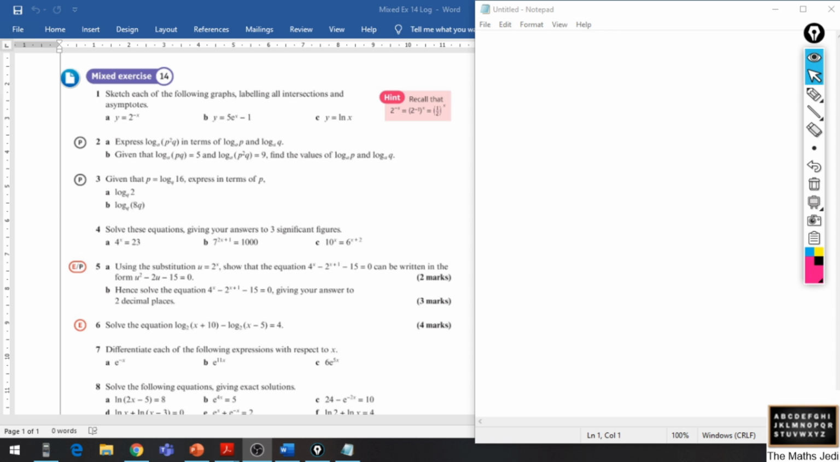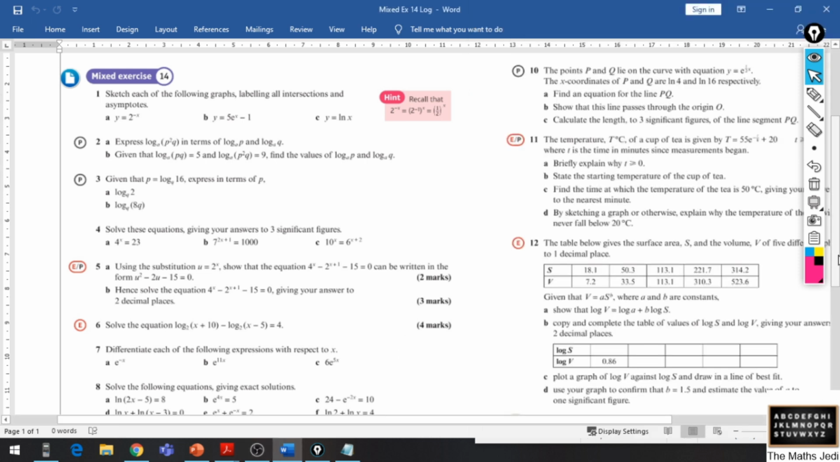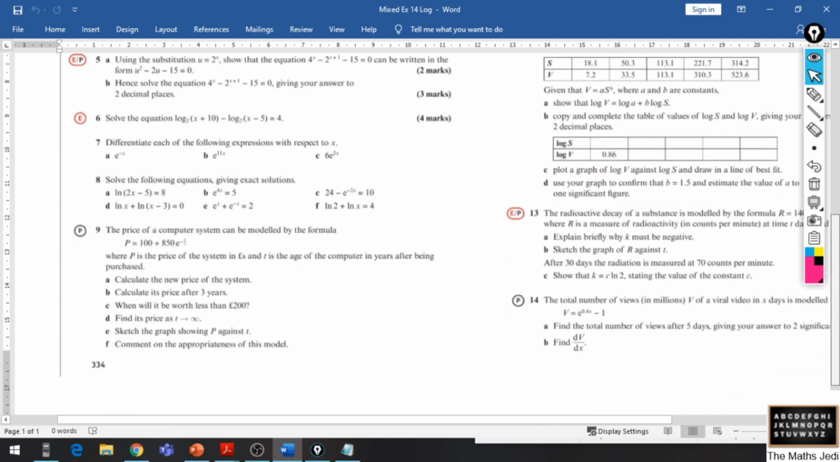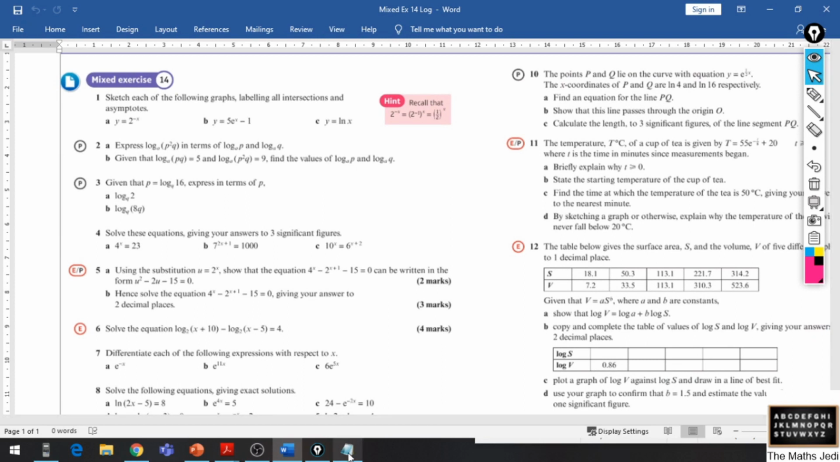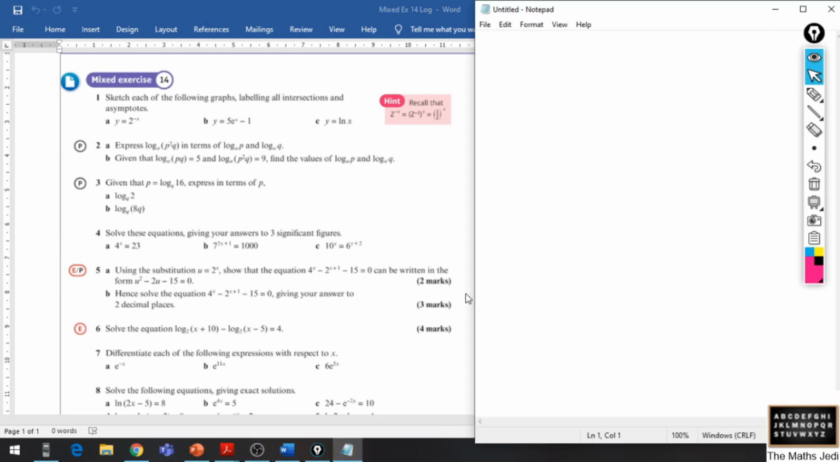So, just going through some questions here on mixed exercise 14. That is at the end of the chapter, so you can find your way to that. I would encourage you to do the whole of this exercise. I'm not going to do the whole of the exercise in this video, but I will do a fair amount of the questions. The page reference, as you can see, is page 334. So all of these questions can be found inside of the textbook, and I would encourage you to work your way through these in your own time.